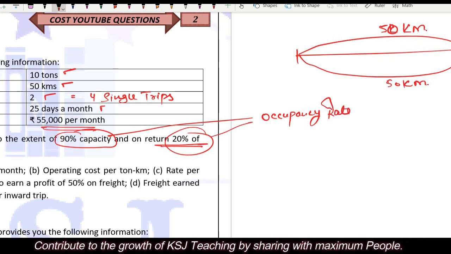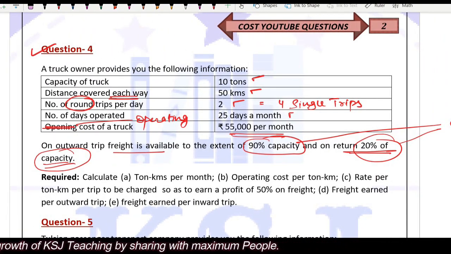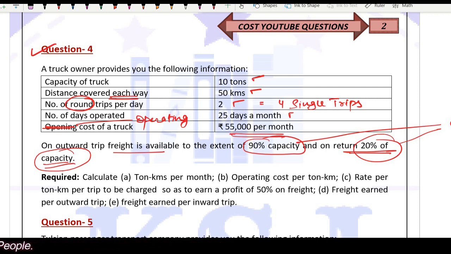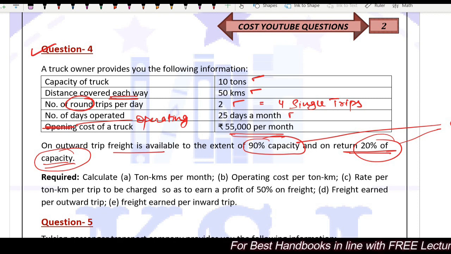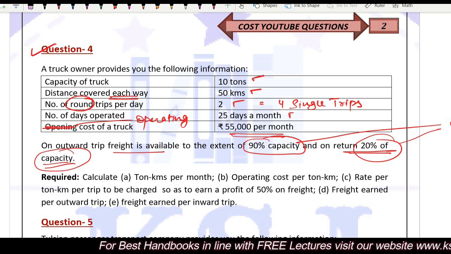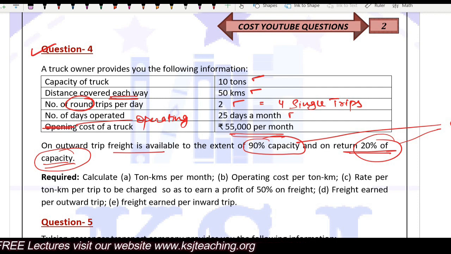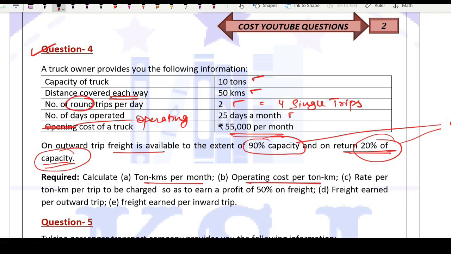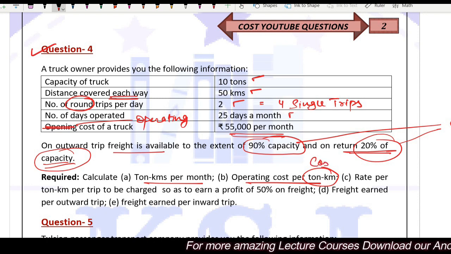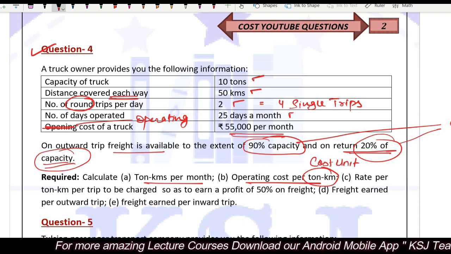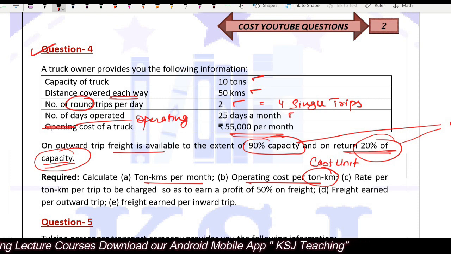Now, in the last lecture, I told you, see the books at page 17.3. There is a note at the top that if in the outward journey and inward journey, the occupancy rate is different, then the effective ton kilometers will be calculated differently for outward journey and inward journey, right? So you are required to calculate ton kilometers per month, operating cost per ton kilometer, total operating cost is given, right? Per ton kilometer, this is your cost unit. Which cost unit is it? Simple or composite? It is a composite cost unit.